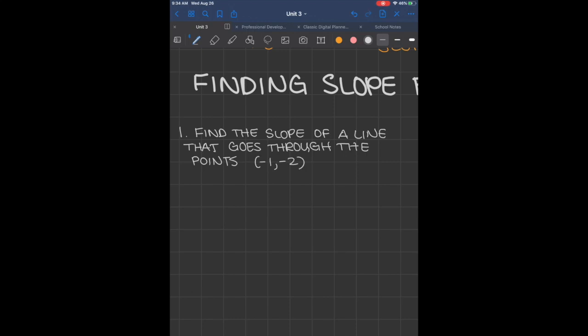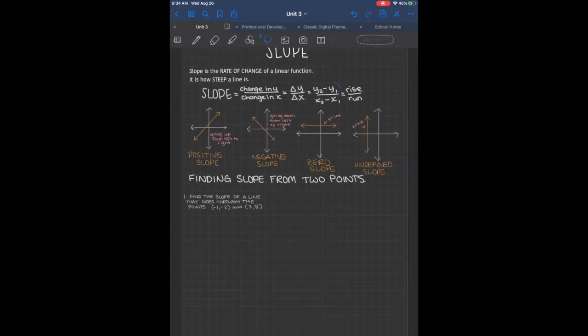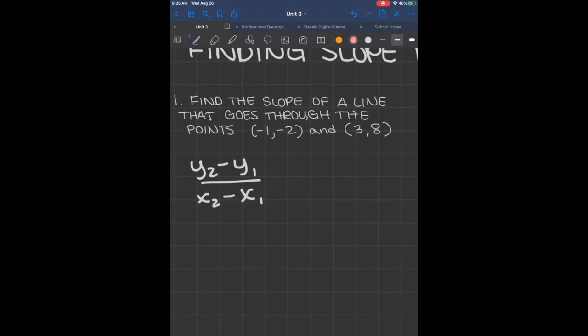So this one says, find the slope of a line that goes through the points -1, -2, and 3, 8. So we're going to steal our equation from the top. I'm copying and pasting that down there. So y2 minus y1 over x2 minus x1.